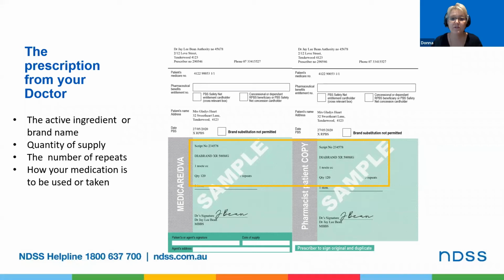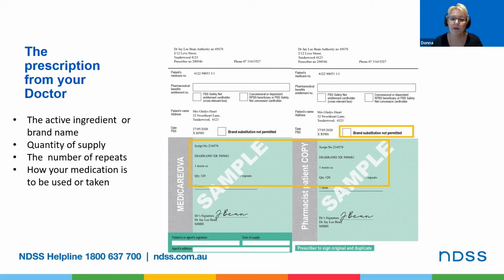The directions say 1 nocte. Nocte is from the Latin language for night, and CC represents with food. The reason Latin is used on prescriptions is that it's a dead language, therefore is not used except in this capacity and is globally understood. So if Gladys travelled overseas, the directions on this prescription can be understood in any country by any pharmacist or doctor.